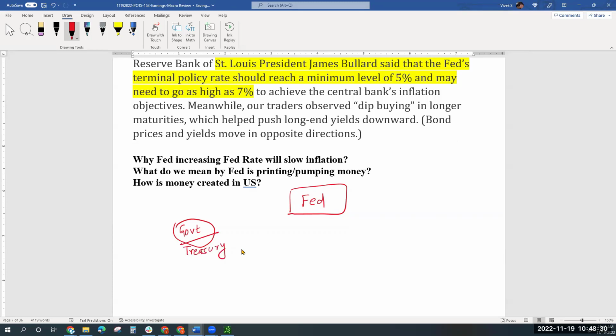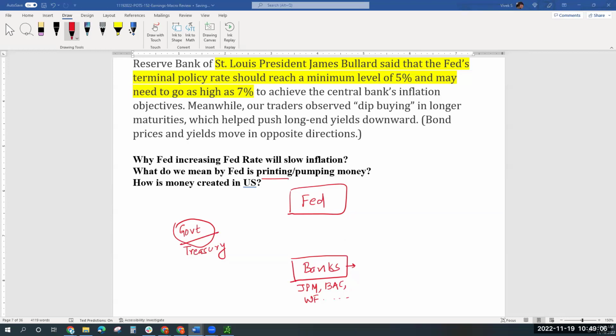And then there are banks that you and I know. We don't deal with the Fed, but we deal with JP Morgan, Bank of America, Wells Fargo, and so on. These are the big so-called money center banks in the US that we deal with. So these are the three big parties involved in printing and pumping money into the economy, and how it gets back or gets out of the economy.